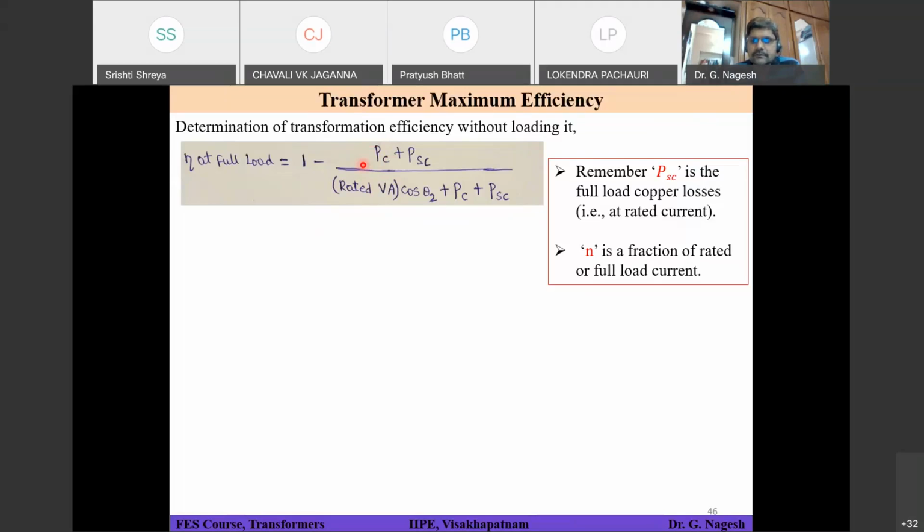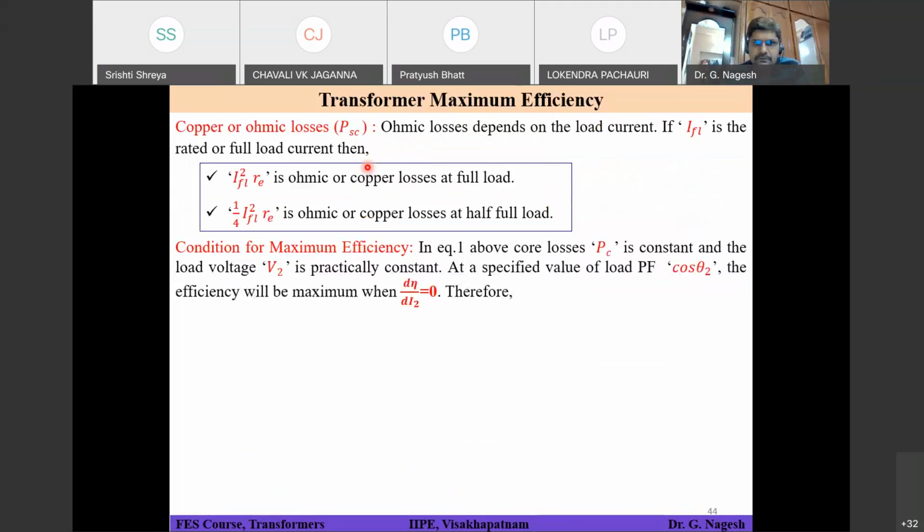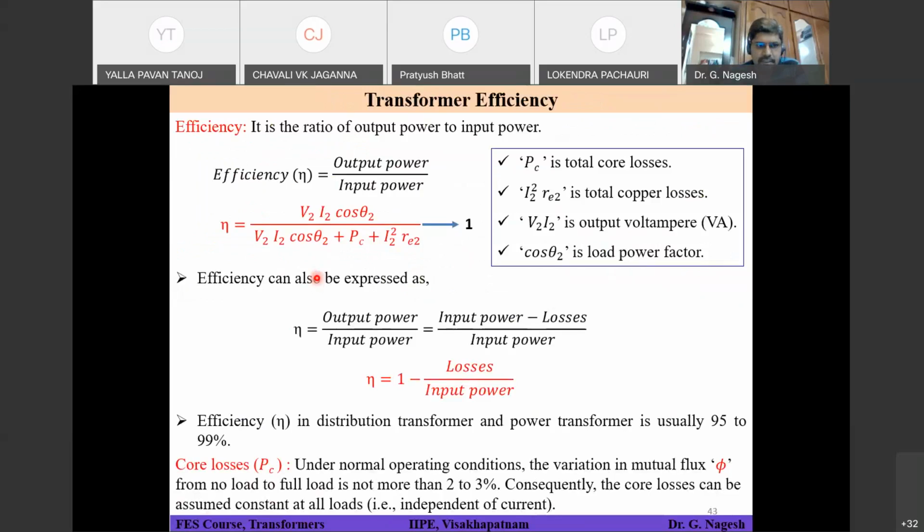It will depend or not. Sir, it depends. Core losses. Is it so? No, sir. In equation 1 above, core loss PC is constant and the load voltage is V2. If you see somewhere else also I might have stated.